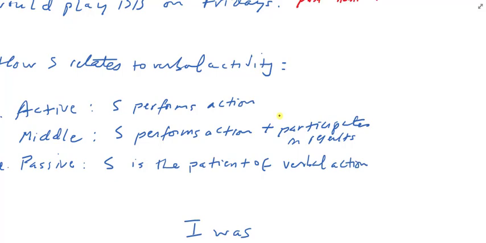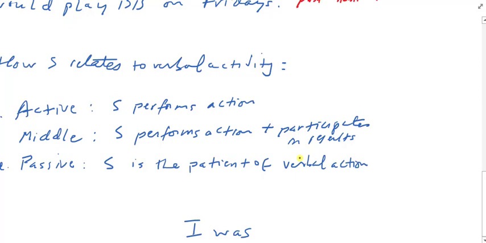Okay, passive voice. Let me skip over middle for a second. Passive voice is what's used when the subject is the patient of the verbal action. Now think about what a patient is. You go to the hospital, you get operated on. You're not doing anything as you're lying there, right?